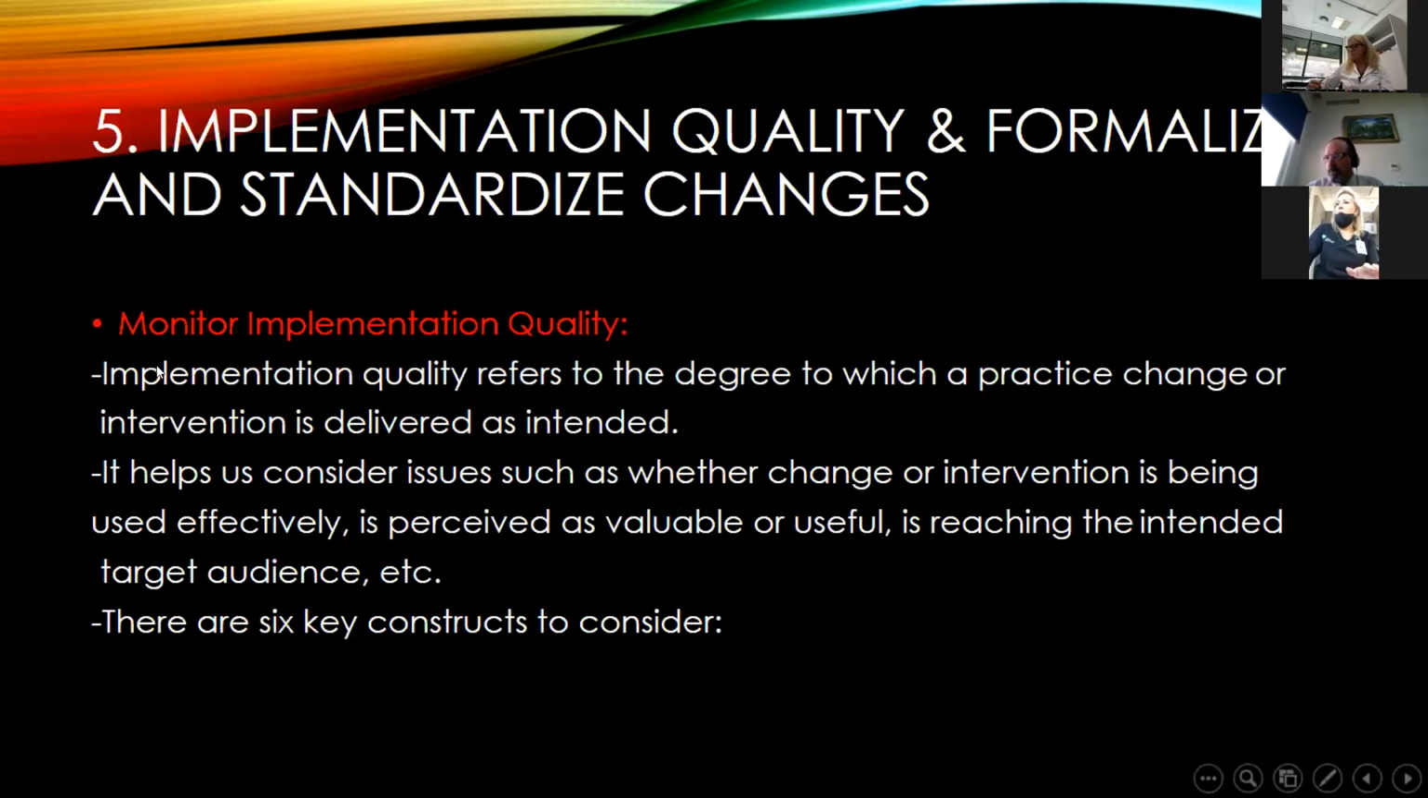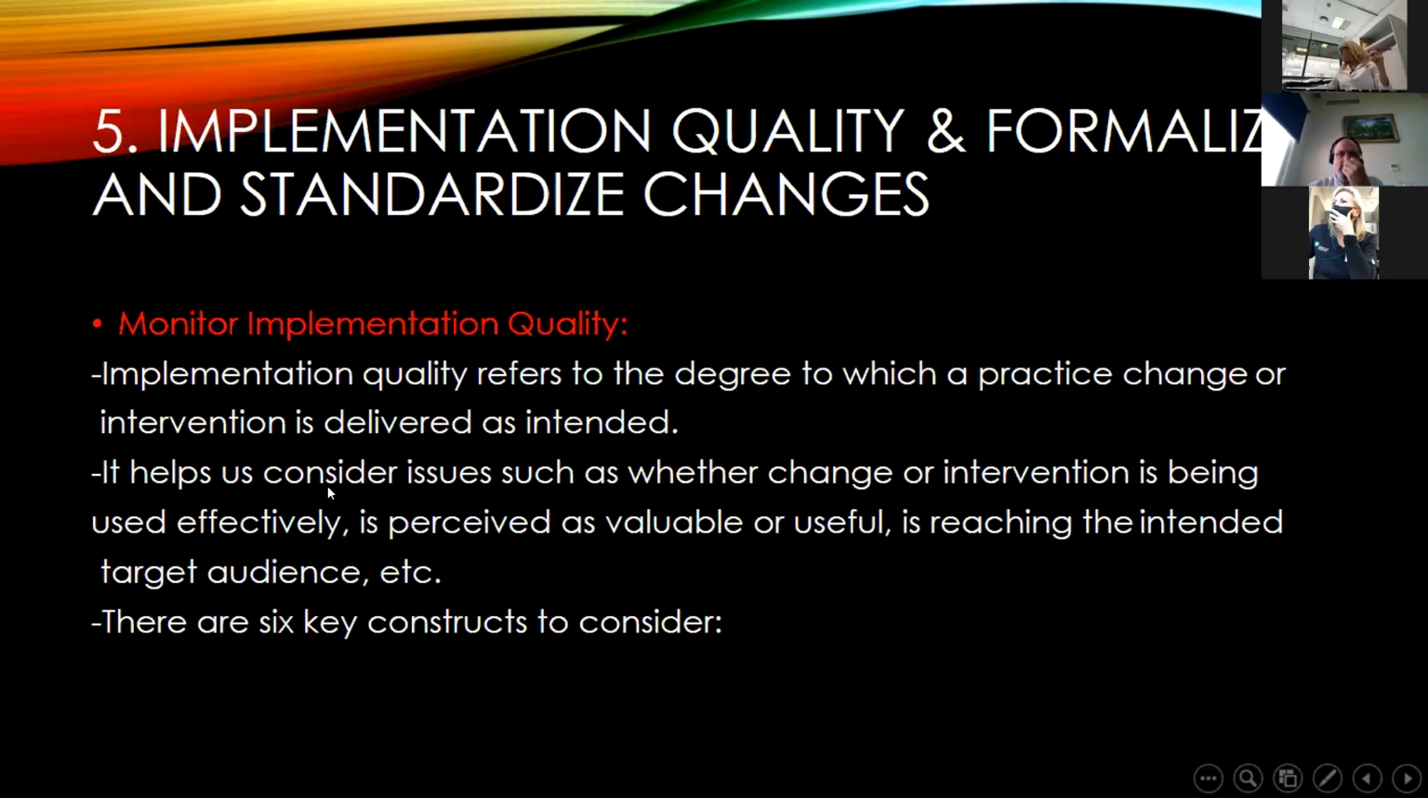Implementation quality and formalize the standard changes. Monitoring the implementation quality. Implementation quality refers to the degree to which a practice change or intervention is delivered as intended.